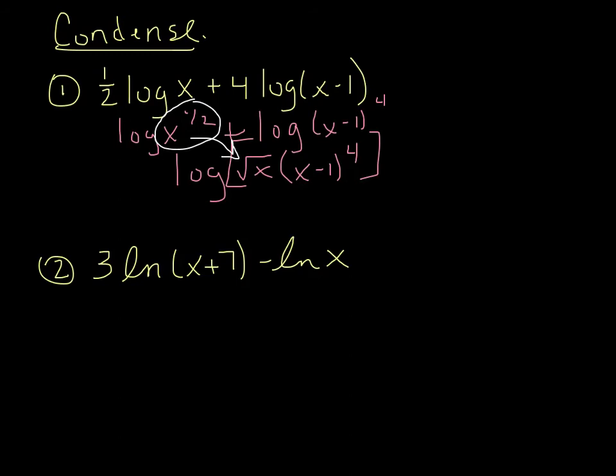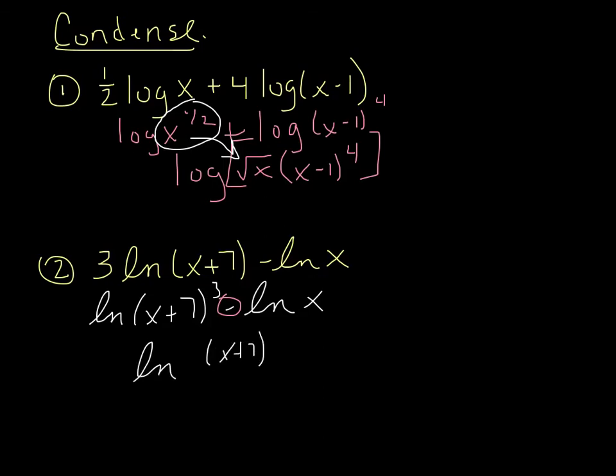So the first thing is to take care of this coefficient. We'd rewrite that as the natural log of (x plus 7) to the 3rd minus the natural log of x. And now a difference of two logs condenses back down to a quotient. So it's the natural log of (x plus 7) cubed divided by x, and we're taking the natural log of that whole quantity. Okay? So when we expand, we take it from a single log out into multiple logs, and when we condense, we're generally taking multiple logs and rewriting it as one single log statement.